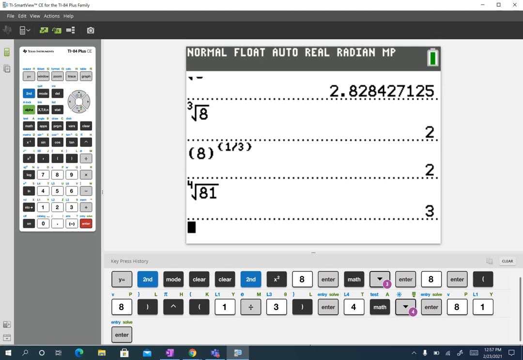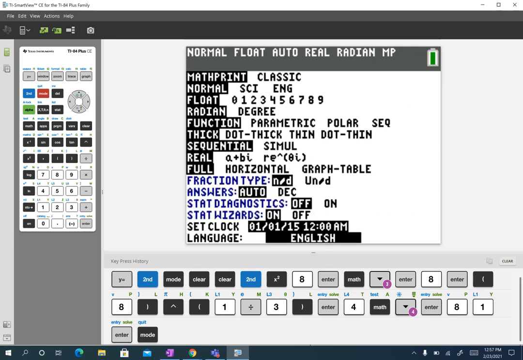Something else, we are going to be asked to use our old friends, the trig functions. So obviously the sine, the cosine, and the tangent are right there in the middle. Remember, if you wanted to do the cosecant, you have to do 1 over sine. If you wanted to do the cotangent, you have to do 1 over tan. And then you have to check your mode.